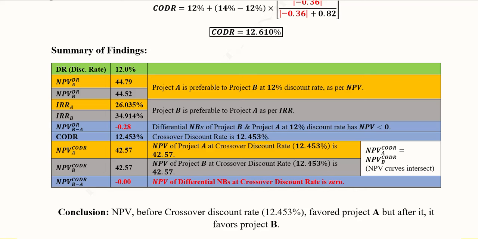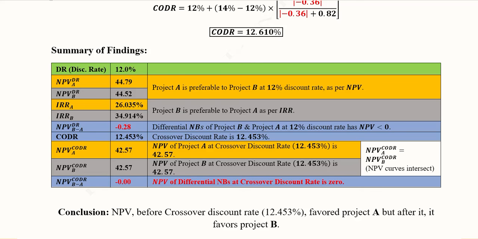The summary of findings can be very helpful to understand the whole situation. We have chosen 12% discount rate. In the very beginning, we found that the NPV of project A by using the discount rate, which is 12%, will be this. Similar calculation for project B will be this. Project A is preferable to project B at 12% discount rate. Here we can clearly see that project A is desirable, as we saw in the diagram as well.